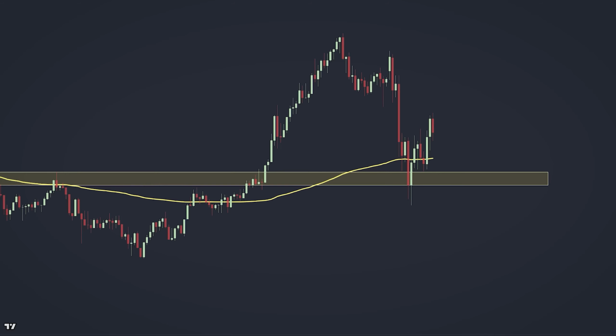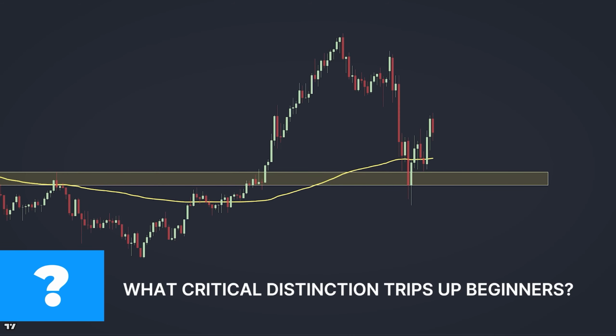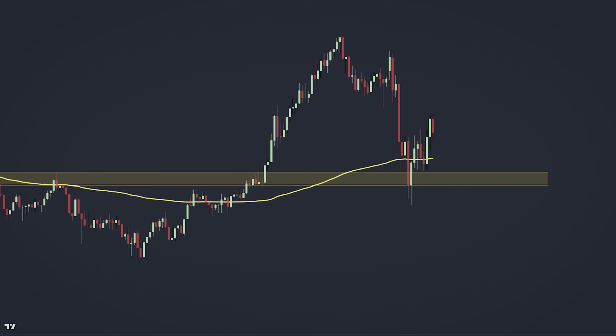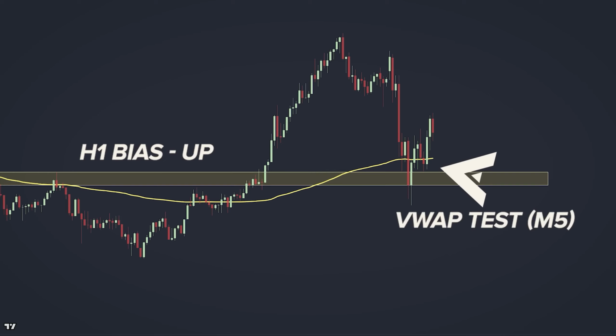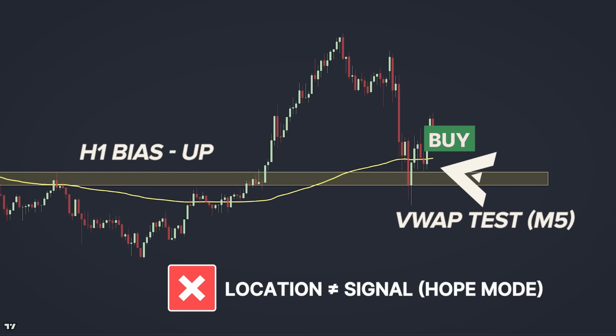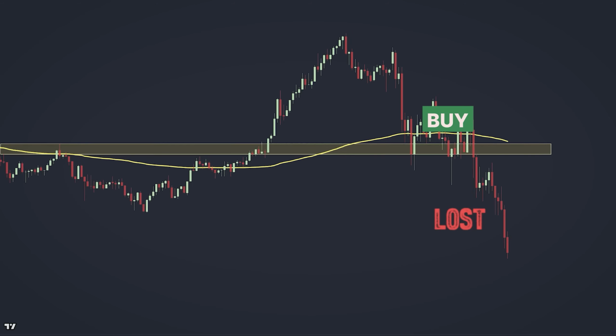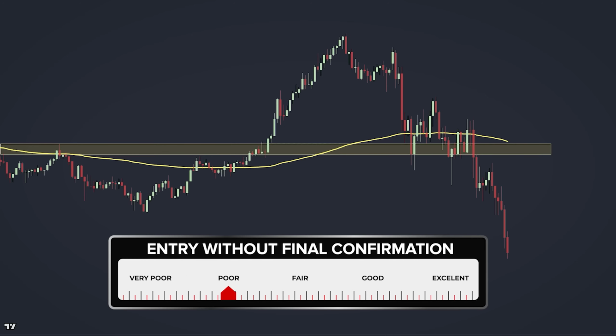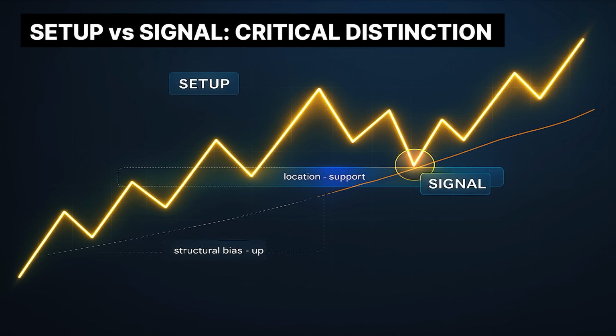First, let's talk about a critical distinction that trips up almost every beginner. You see the price come down to your perfect level, the 1-hour support zone, the 5-minute VWAP test. Everything is aligned. The problem is, the amateur trader gets excited and buys immediately. They're buying at a location, hoping it holds. But imagine if you waited for one final piece of evidence, a confirmation that buyers are actually present and fighting back. The result is you would filter out so many failed trades where the price just slices right through the level. This is the difference between a setup and a signal.